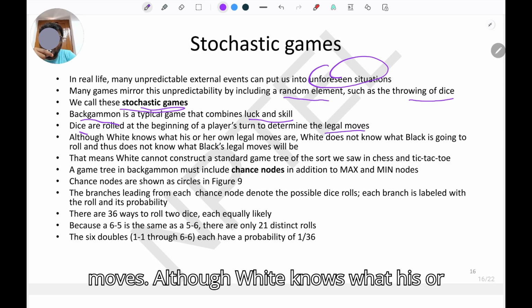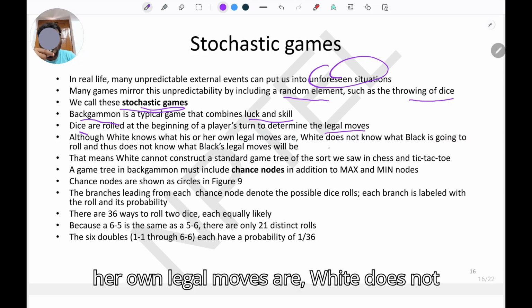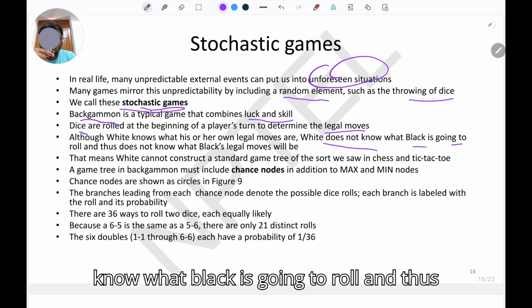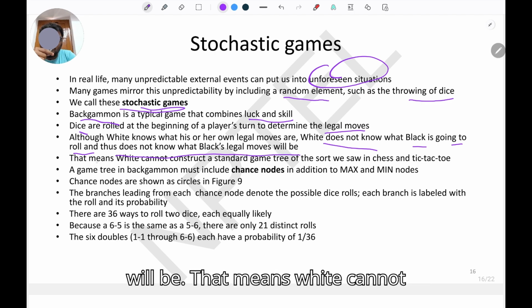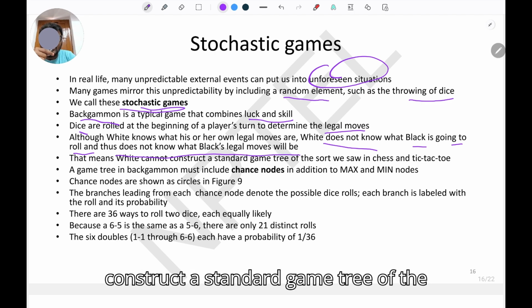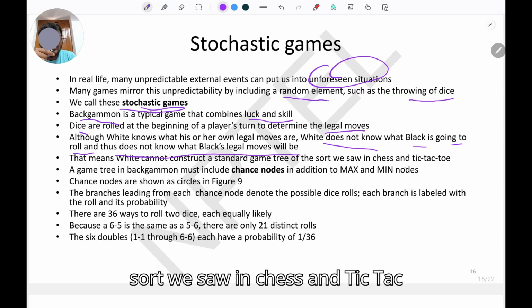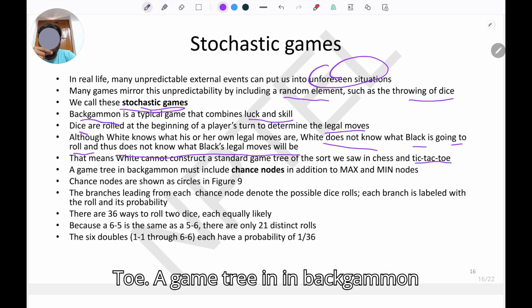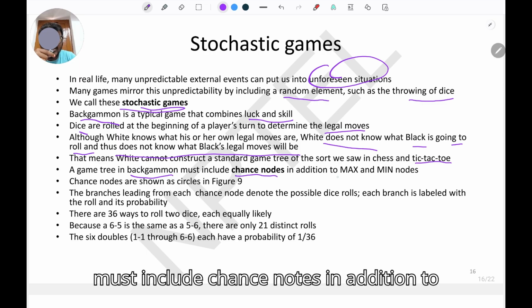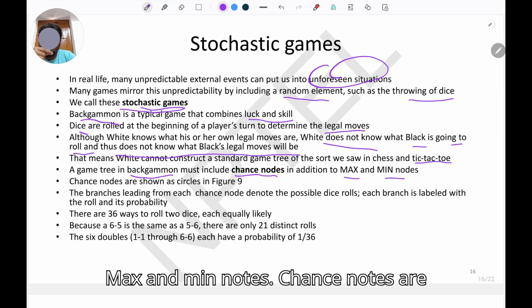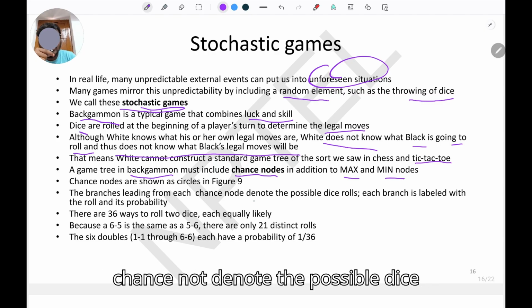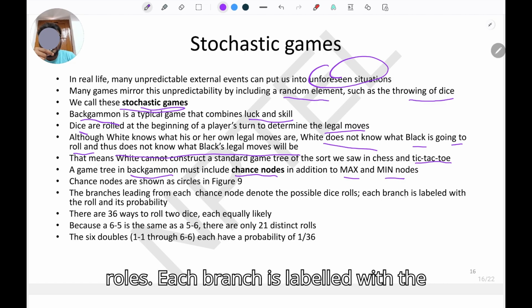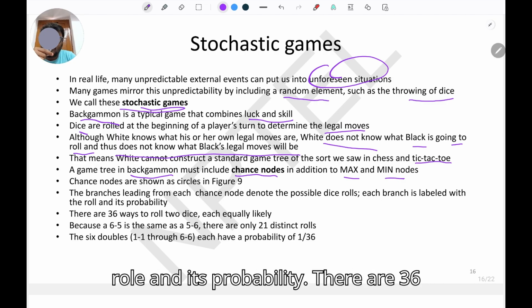Although white knows what his or her own legal moves are, white does not know what black is going to roll and thus does not know what black's legal moves will be. That means white cannot construct a standard game tree of the sort we saw in chess and tic-tac-toe. A game tree in backgammon must include chance nodes in addition to max and min nodes. In the figure, the branches leading from each chance node denote the possible dice rolls. Each branch is labeled with the roll and its probability.